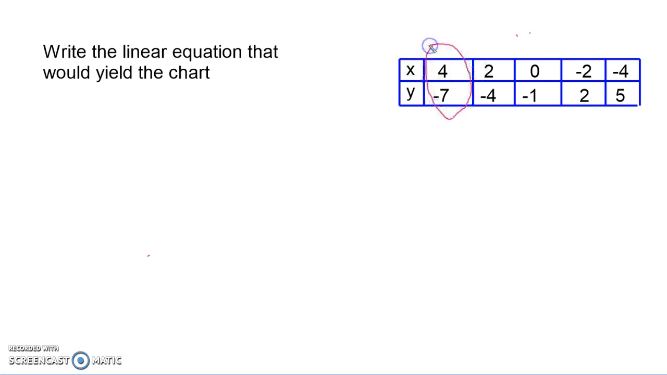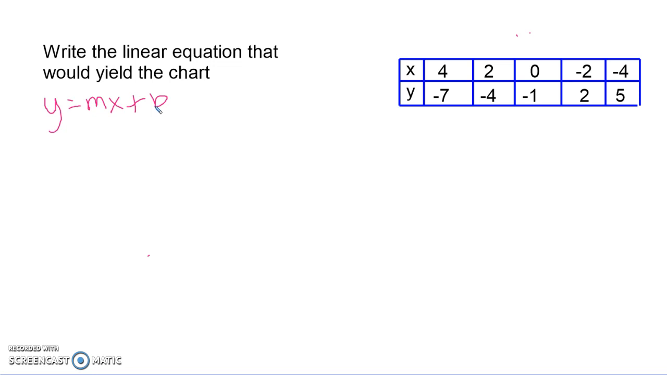So we have a point of 4, -7. We have a point of 2, -4. We have a point of 0, -1, so on and so forth. Remember that we are trying to write the equation y equals mx plus b. In this case, we're not explicitly given our slope, so we need to use 2 points, like we did in previous videos, to find the slope.